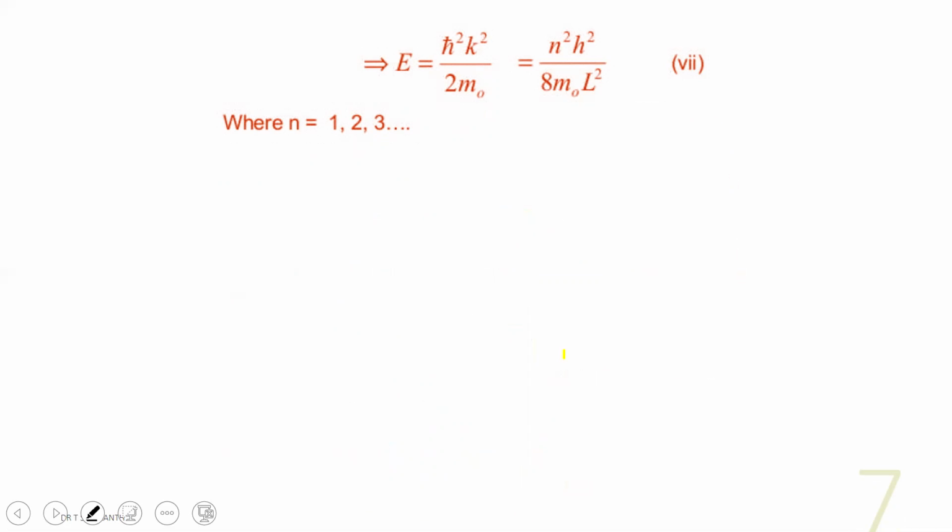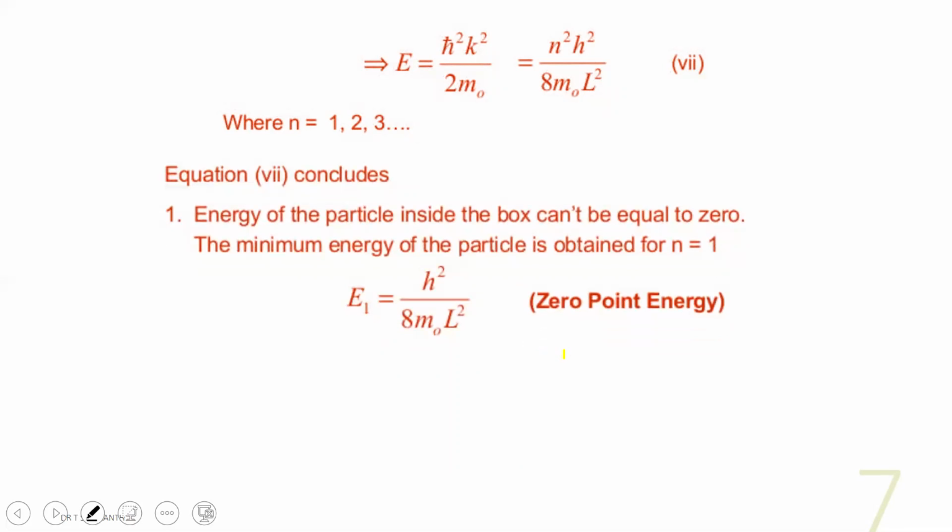That calculated E value is equal to n square h square by 8m naught L square, where n is equal to 1, 2, 3, 4, and so on. So this is the final equation. In this case, n is equal to 1, 2, 3, 4 and so on. If we substitute n is equal to 1, then E1 can be written as h square by 8m L square. So that energy is called the zero-point energy, or we can say that it is the ground state energy.